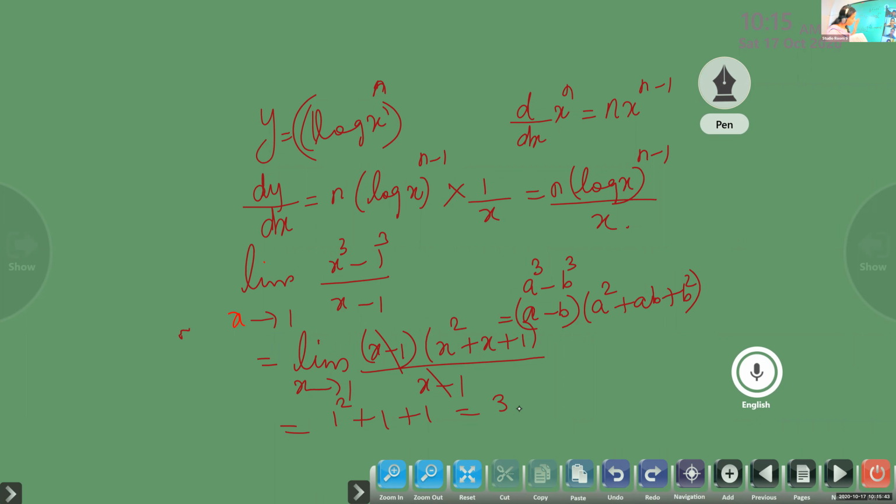A few of them got the answer 3, but the steps are wrong. For the board exam, the marks will not be based on the final answer. The steps will be checked. For the final answer it is half a mark, sometimes for splitting 1 mark, like that it will be given. Don't think the answer is correct so I will get full marks. No. Only if the steps are correct will you get the marks.